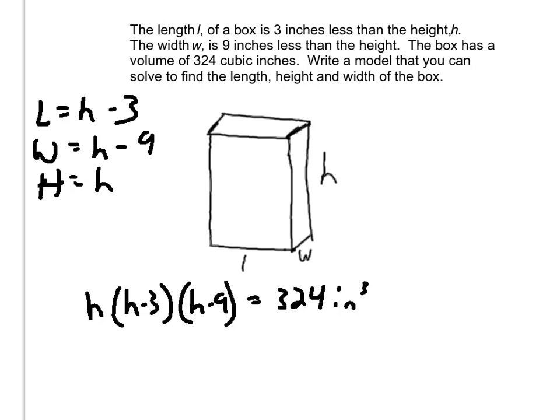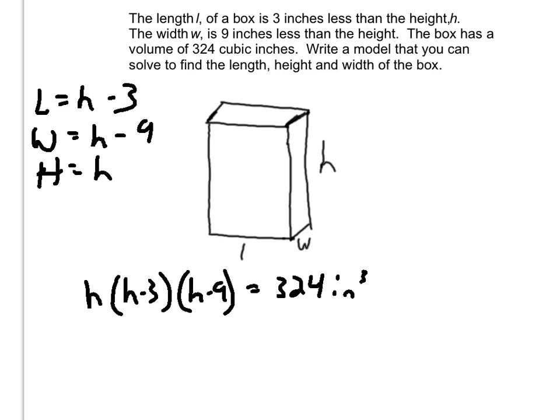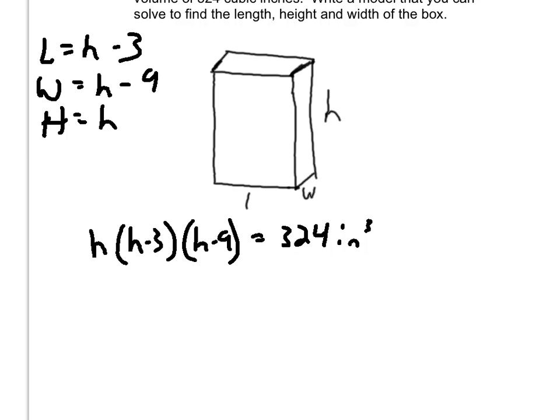So there's a model. Now I'm going to go ahead and actually solve it here. It says to write a model for it. We're going to go ahead and solve it. Now, again, we can solve this in factored form only if it's equal to 0. Okay? Well, since it's not equal to 0, we're going to have to distribute this stuff out.